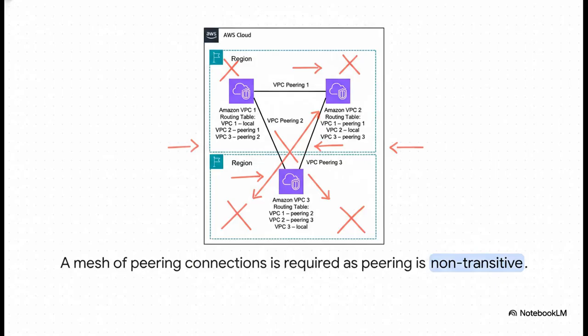But here's the catch, and this diagram shows it perfectly. To connect 3 VPCs, you actually need 3 separate peering connections. You have to create this full mesh. If VPC 1 wants to talk to VPC 3, it can't just send its traffic through VPC 2. No, it needs its own dedicated link. You can see how this gets really complicated really fast as you add more VPCs.